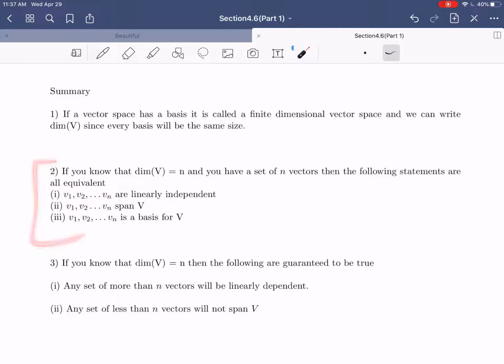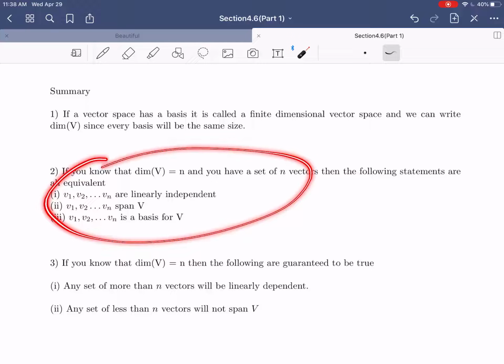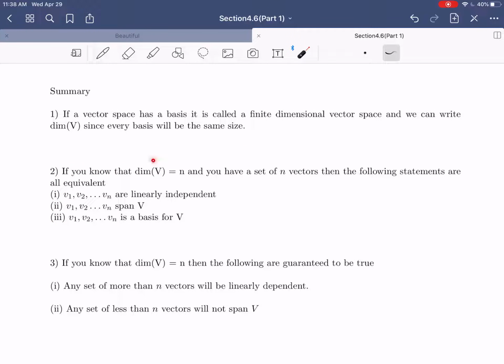The second statement, and this is what we were just working on, says that if you know that the dimension of V is equal to n, then if you have a set of n vectors, all of the statements are equivalent. If you know that they're linearly independent, then you know that they span, then you know that they're a basis. If you know that they span, then you automatically know that they're linearly independent, and you automatically know that they're a basis. And obviously, if you know that they're a basis, well, then they must be linearly independent and span. But the whole point of this, the reason that this is so crucial, is that if you know the dimension, then you really only need to check one of the two conditions for being a basis.